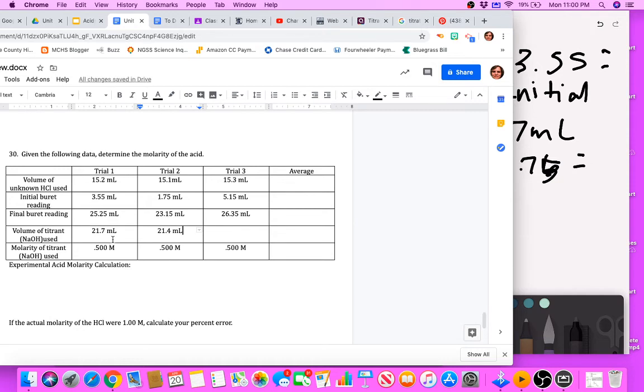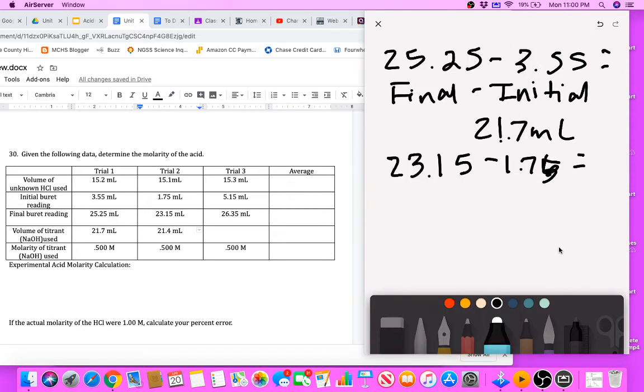And notice that our amount of titrant that we used is very similar, guys. We used 21.7, 21.4, so that means we really don't need a third trial. And I'm not going to worry about averages here. The only thing I'm going to worry about is using these average numbers to calculate the molarity of my acid.